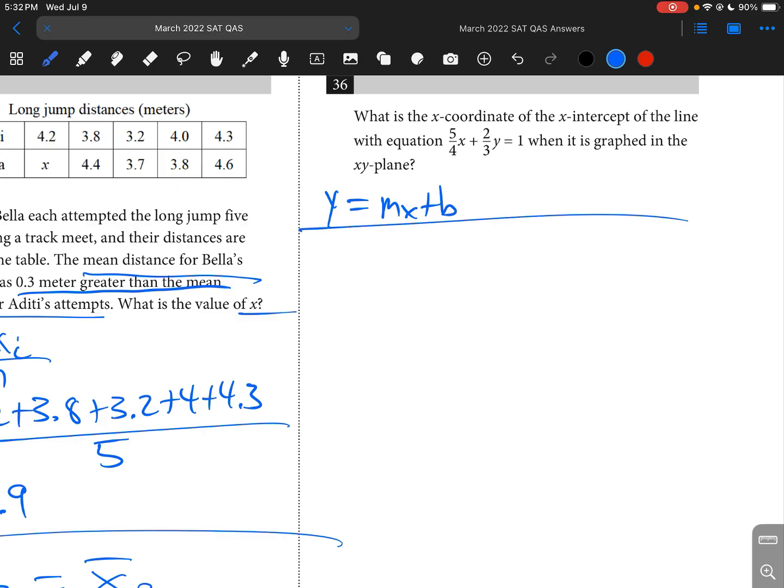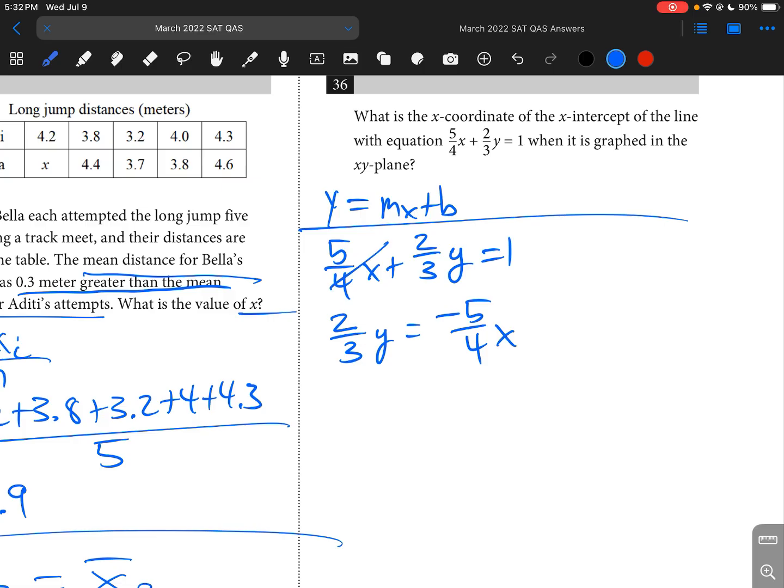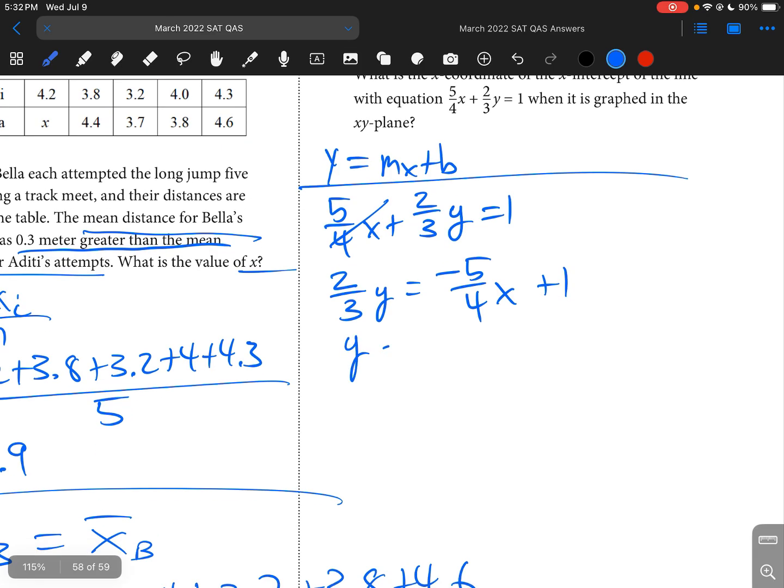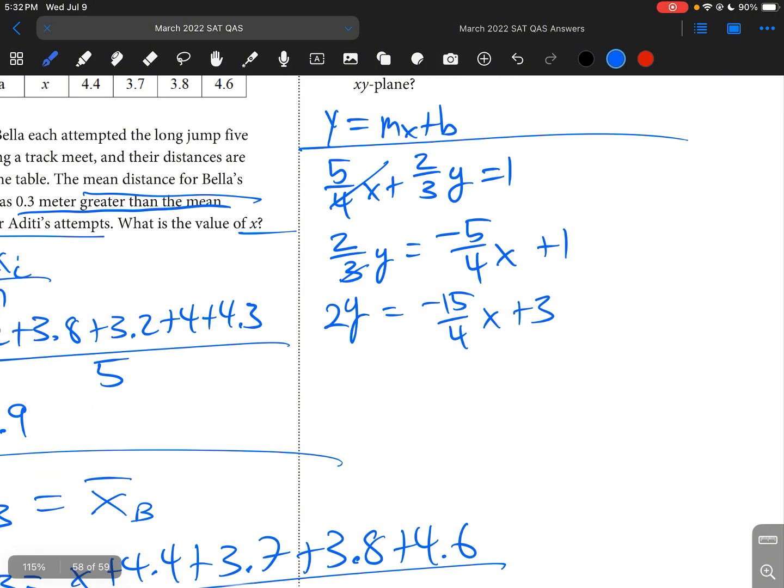So rearranging this, you have 5 over 4 x plus 2 thirds y equals 1. So 2 thirds y equals negative 5 over 4 x, moving this over, plus 1. Y is negative 15 over 8 x plus 3 over 2, by multiplying over the 3, 2y, and dividing by 2.